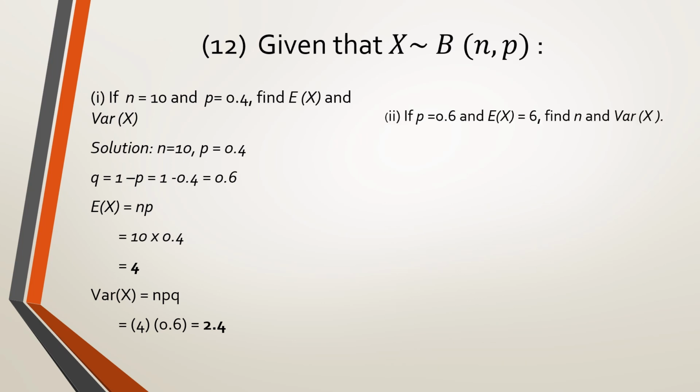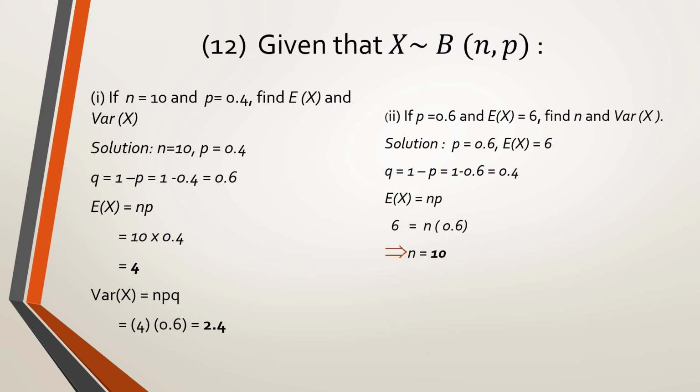Second case, p and E(X) are given. Find the value of n and variance of X. Obviously, since p is given, you can find q, and then use the formula of E(X), n into p. From that we get n is equal to 10. Variance of X is n into p into q. We have all three values, substitute, and get the answer as 2.4.